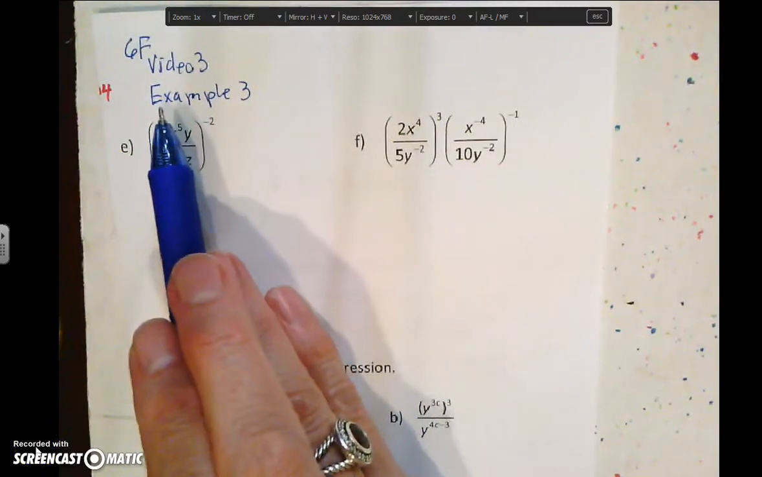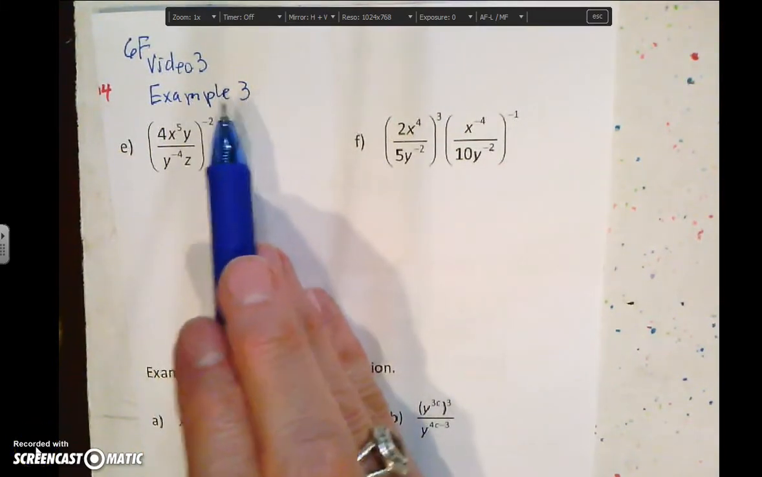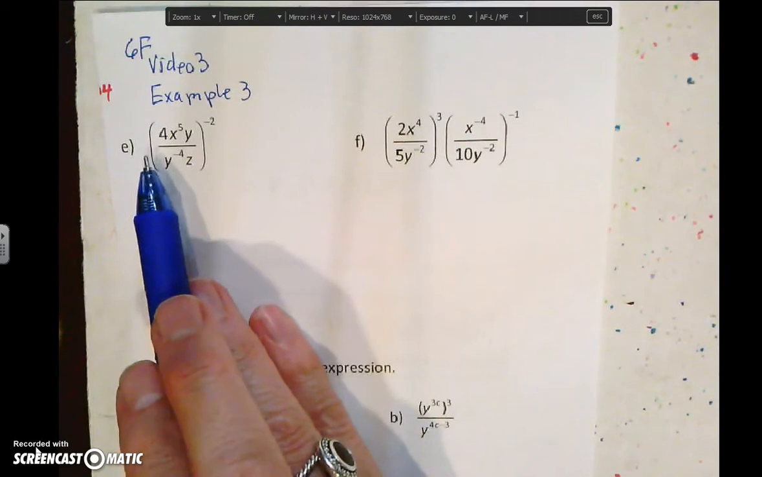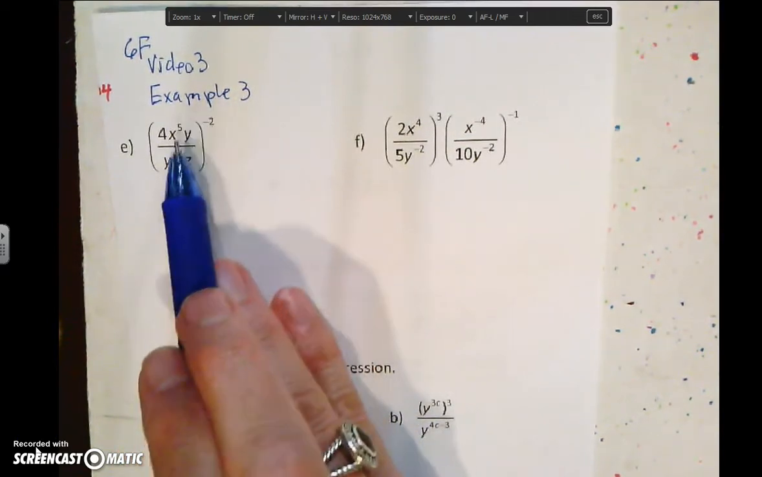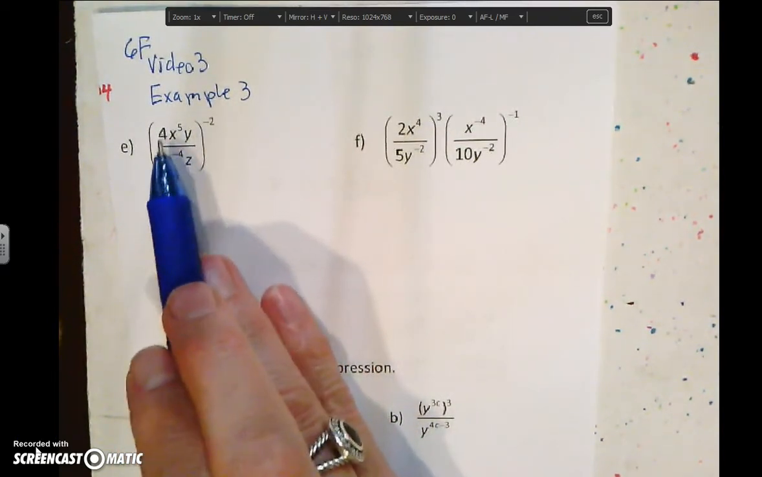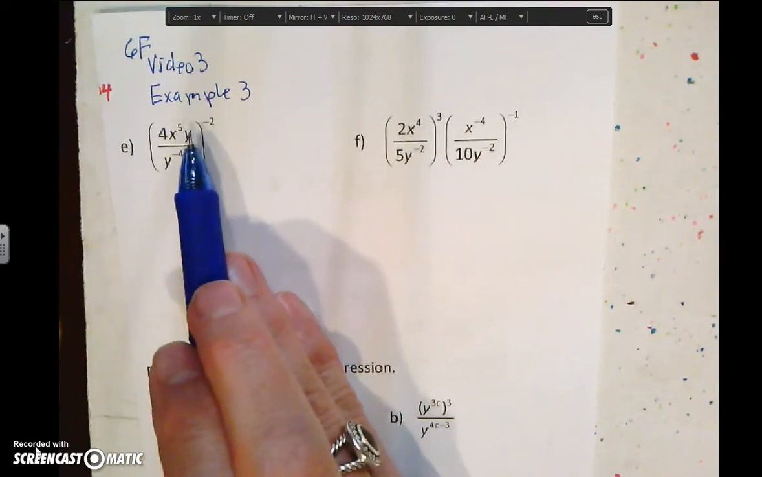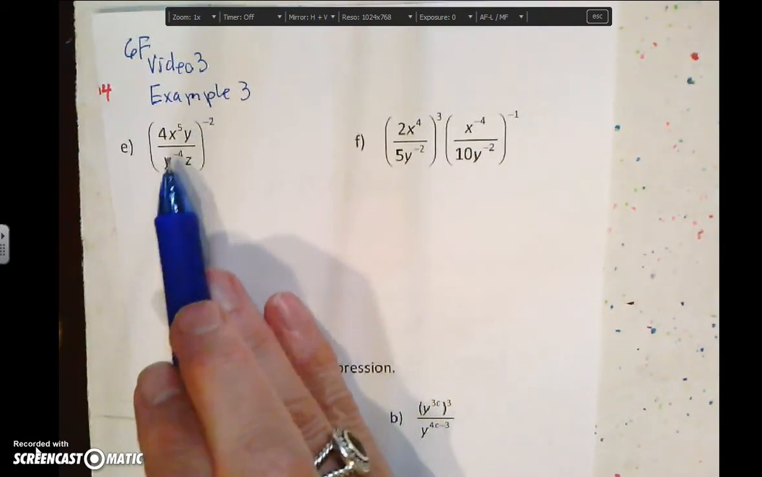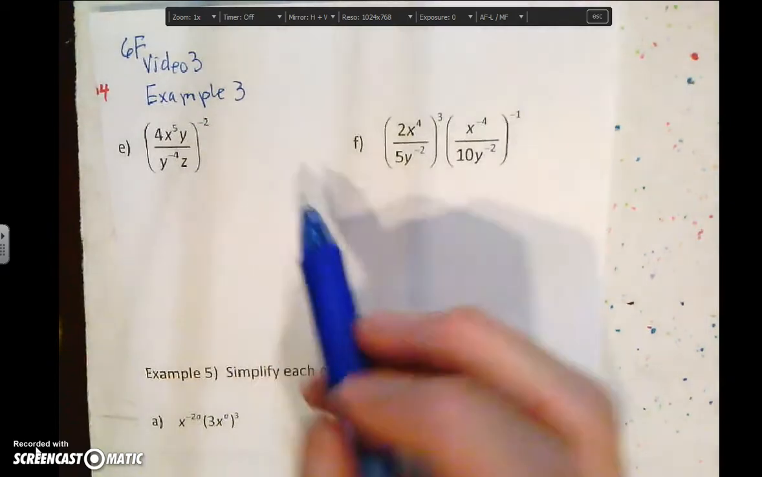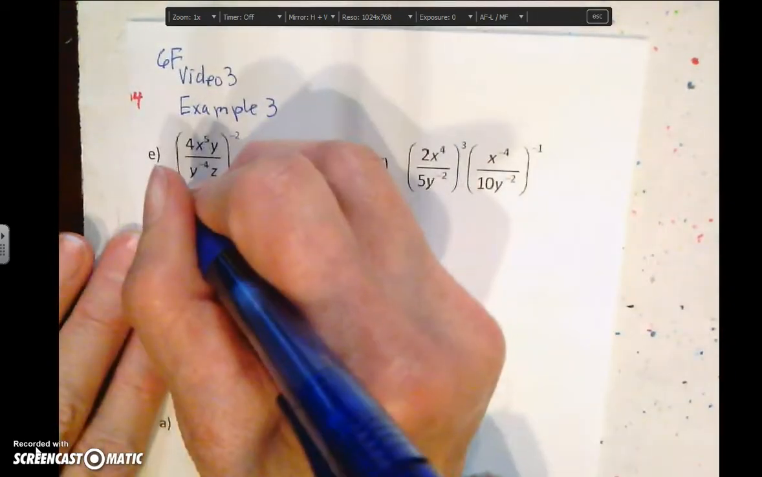All right, we're going to begin here with example 3 and continue with E. So again, we want to simplify this. I'm going to begin by looking inside my parentheses and seeing that I have a base of y that I can combine. So I'm going to begin by doing that.